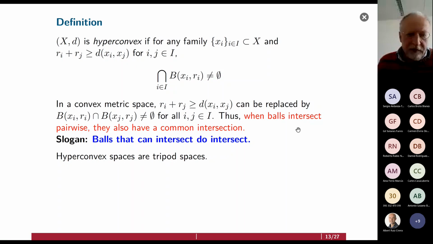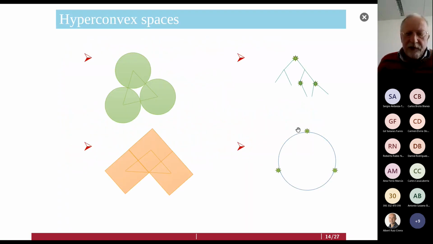And of course, hyperconvex spaces are tripod spaces, because for tripod spaces we require only 3 points. Here we can see some examples. On the upper left, we just have 3 balls in the Euclidean plane. That is not satisfied. The 3 balls intersect pairwise, but they don't have a triple intersection. On the upper right, we have a metric tree that is satisfied. Take the 3 points, take balls around them that intersect pairwise in the smallest possible way, then they would just intersect in the median between them.